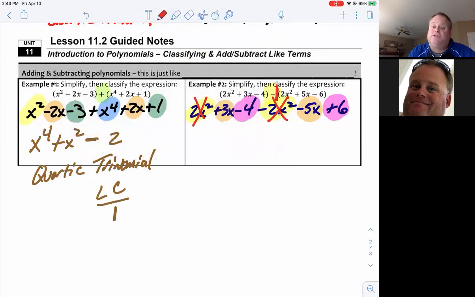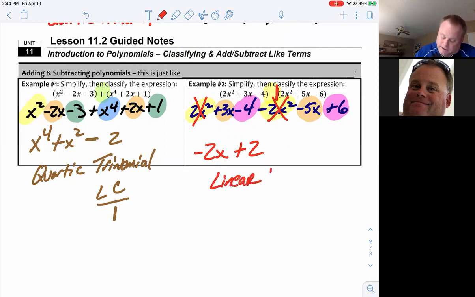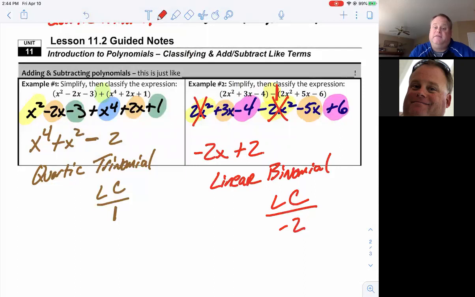Now my next highest power is this linear term, x. So positive 3x plus 3x minus 5x ends up being a -2x. And then a -4 plus 6 ends up being a +2. So on this one, this is going to be a linear binomial. And my leading coefficient is going to be a -2. It is the number that is attached to my variable with the highest power, in this case, -2.